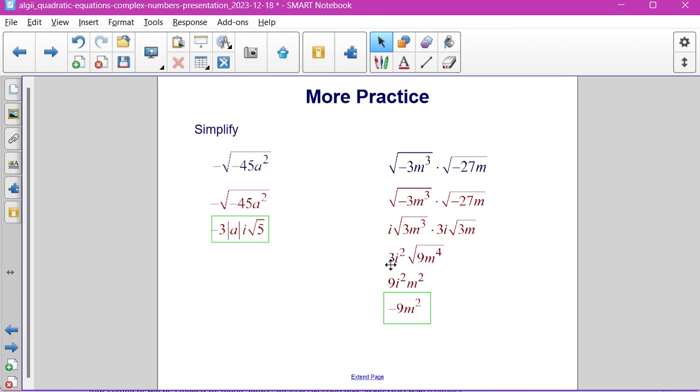So you had the 3 out in front times another 3, which is 9, have the i squared and then the m squared, and then i squared is negative 1. So we have negative 9m squared as the final answer.